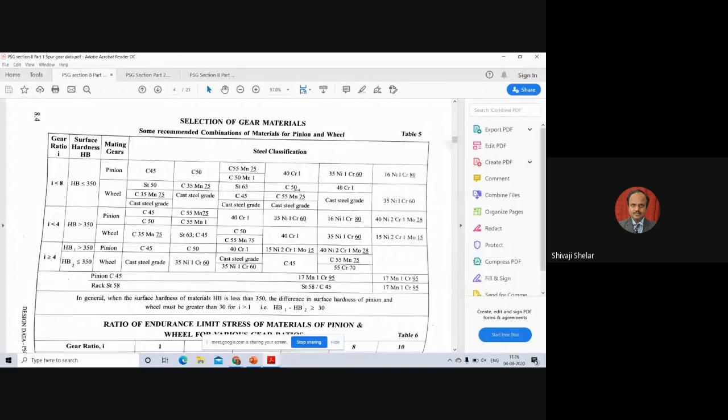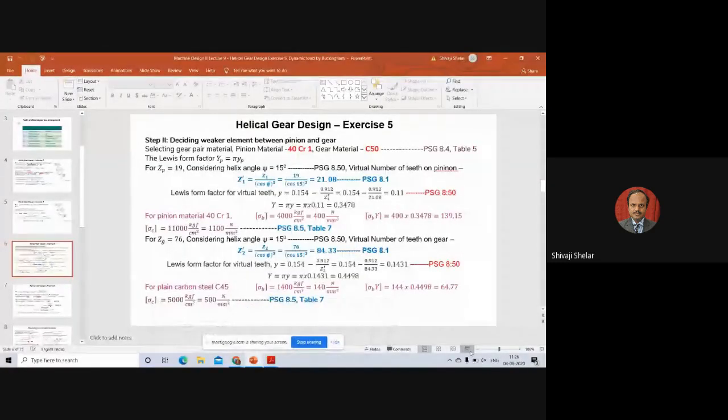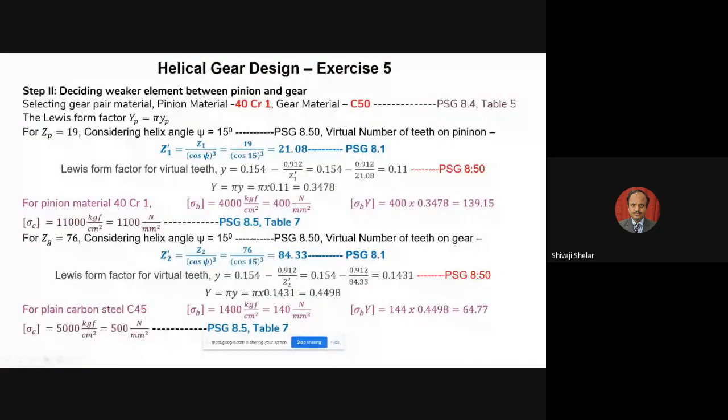Now we have to look for the properties. If we go to the presentation again, here we have selected the material 40Cr1 for the pinion, and for the gear material or wheel material, C50, which have been selected from table number 5.